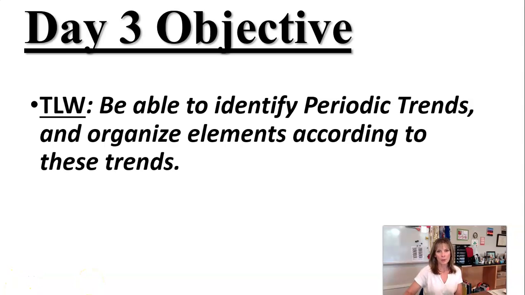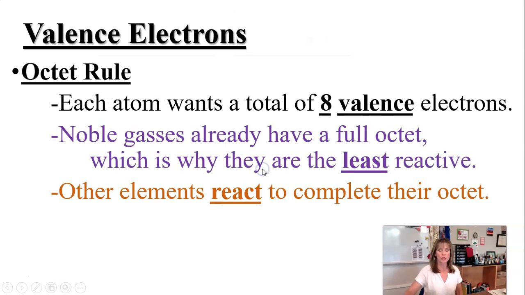Hi there, we're going to talk about periodic trends, or trends of the periodic table. And there's several of them today. So we'll talk about those, see if we can organize the elements, but there's a few things we have to handle first. We need to go back and talk about the valence electrons and the octet rule.